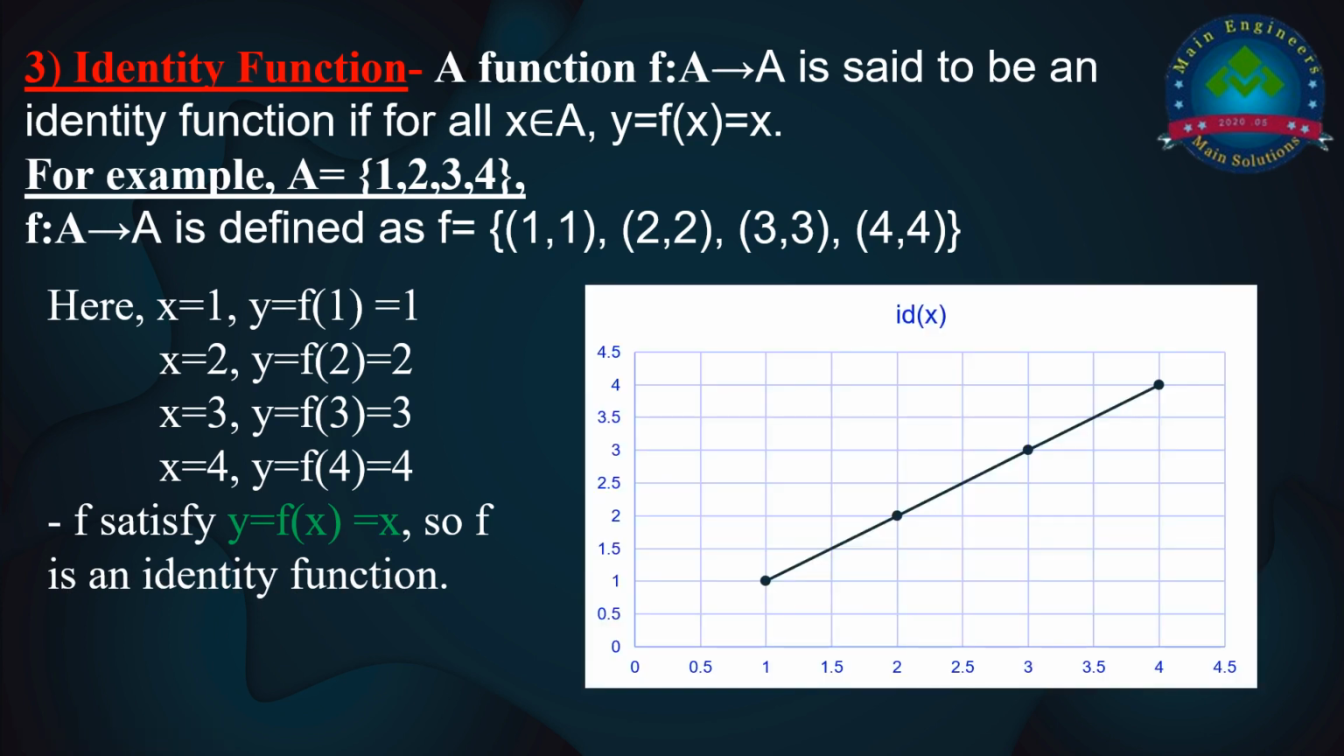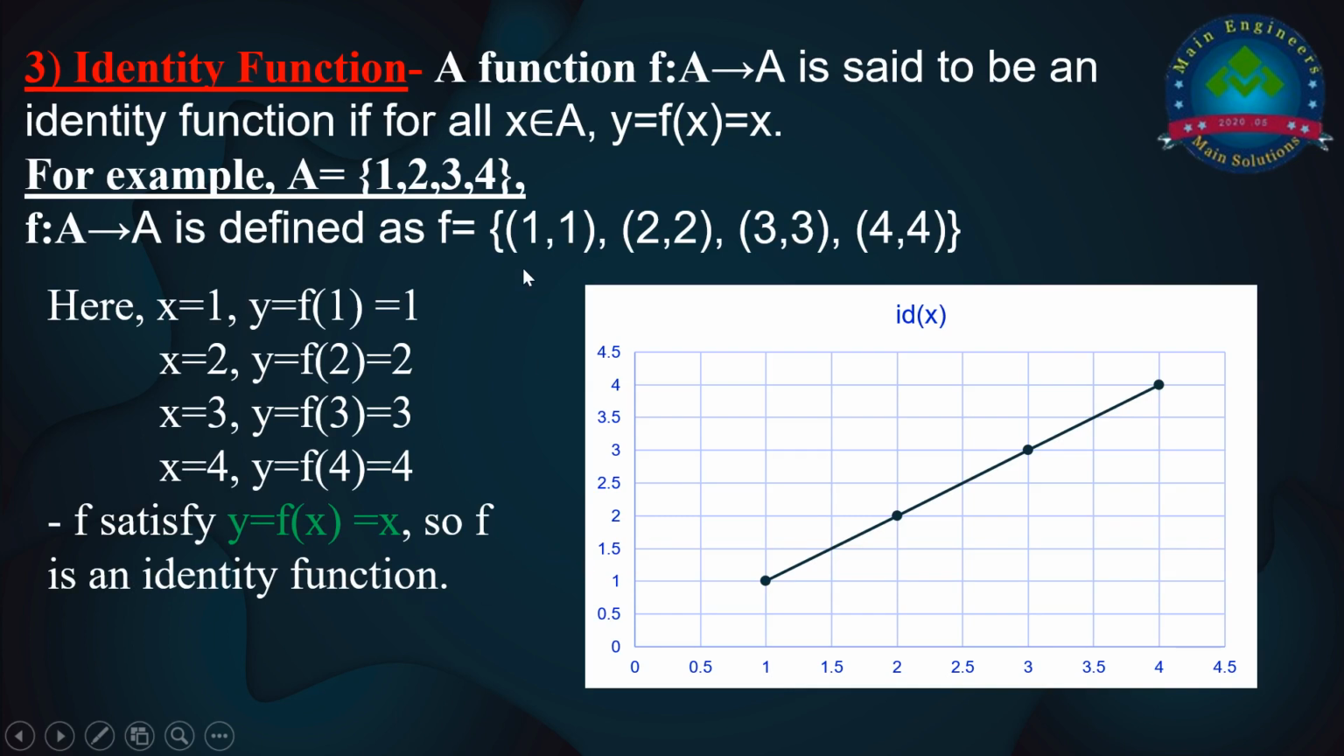Let's draw a graph. So this is our x-axis, this is our y-axis. What is our first set of points here? (1, 1). Another is (2, 2). Third one is (3, 3). Same input, same output. Then (4, 4). So this graph is also a straight line graph. f satisfies y = f(x) = x. So f is an identity function.